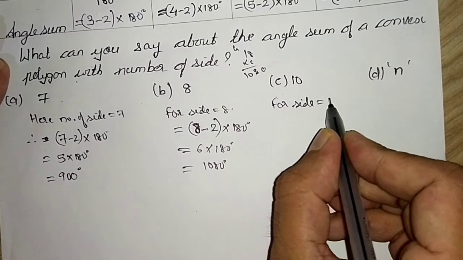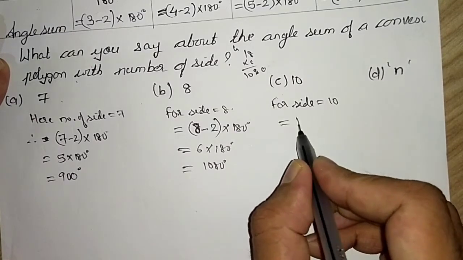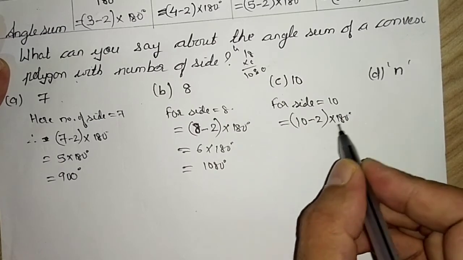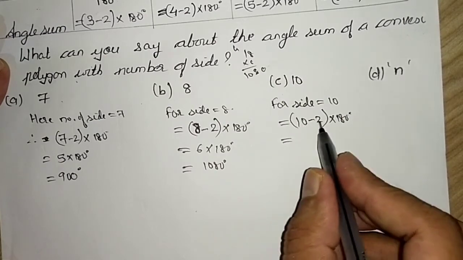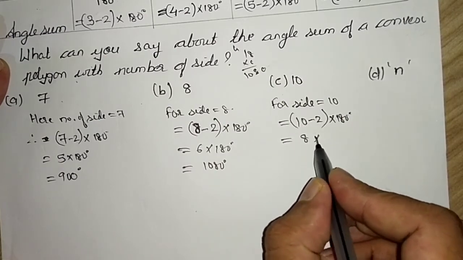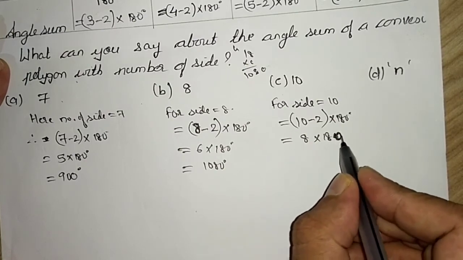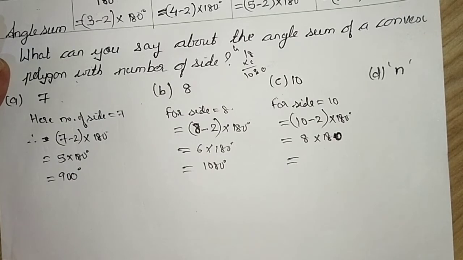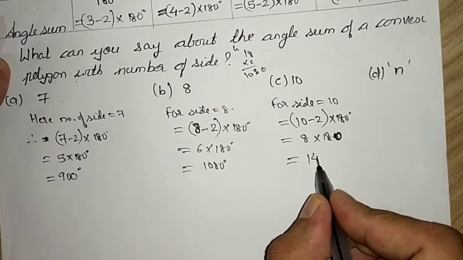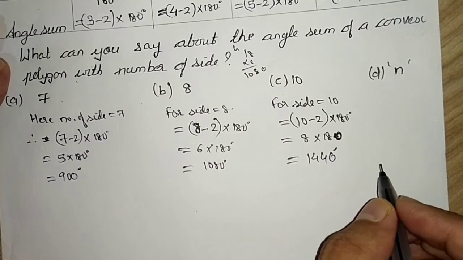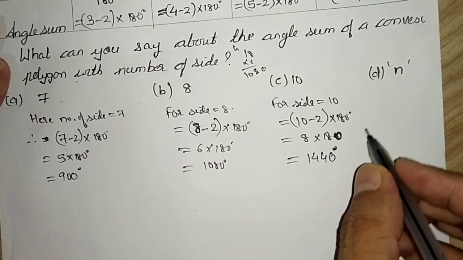For sides equal to 10, what will we do? We will put 10, we will subtract 2, then multiply it by 180 degrees. 10 minus 2 is 8. 8 into 180, when we multiply, we will get 144, and this 0, so it will be 1440 degrees.